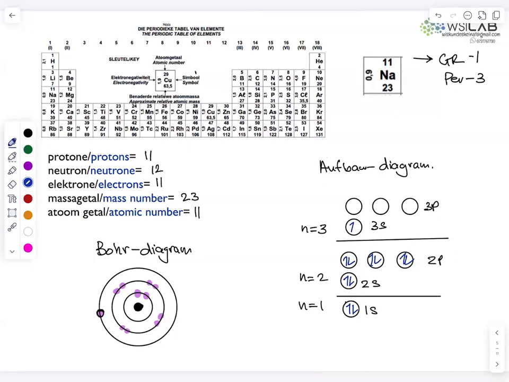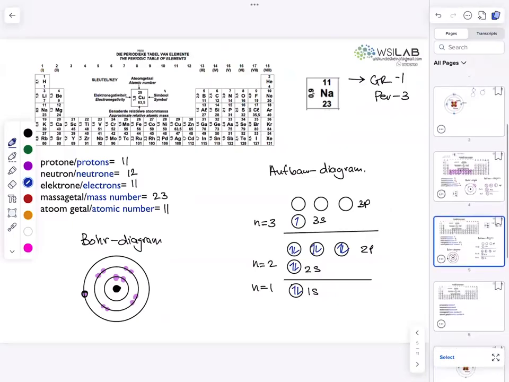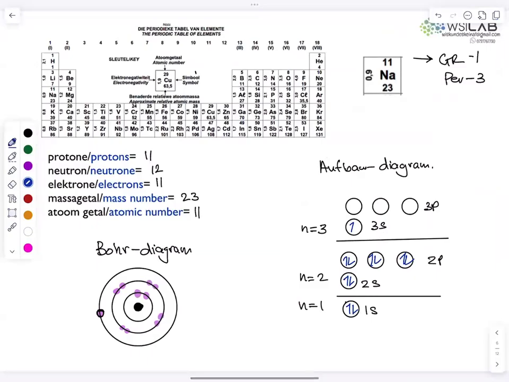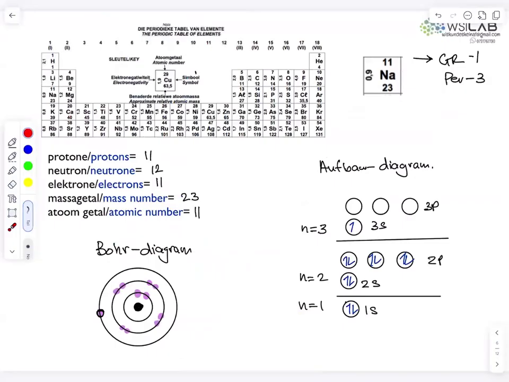Okay, what I'm going to do is duplicate this page quickly. And now we're going to work with not sodium, but sodium's ion. Now, look at this Bohr diagram. Sodium's got 1 electron in the outer shell. It can either fill it up by adding another 7.